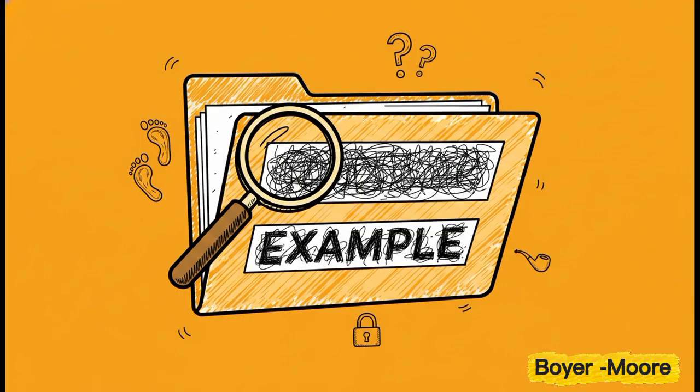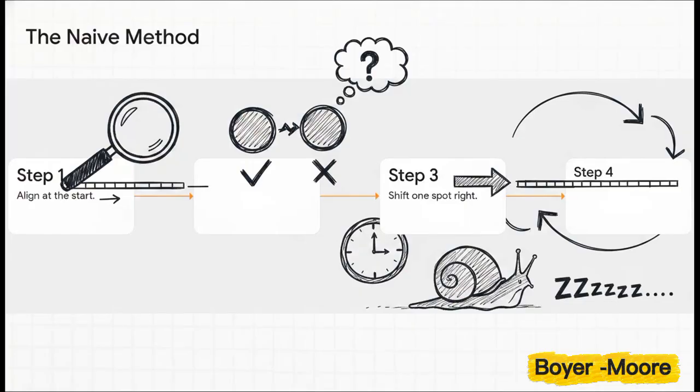Our rookie detective gets out his magnifying glass and starts right at the very beginning of the sentence. So the rookie's method is pretty straightforward. He lines up "example" with the start of the text and checks letter by letter. Mismatch? Okay, he just shifts the pattern over by one single spot and starts all over again. Is it a match? Great, check the next letter. Oh, mismatch again, back to shifting by one. You can imagine how this would take absolutely forever in a long document.